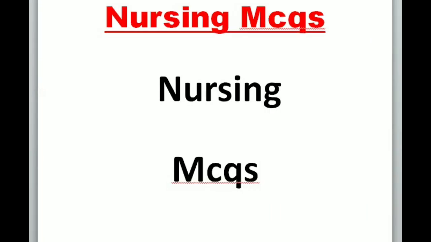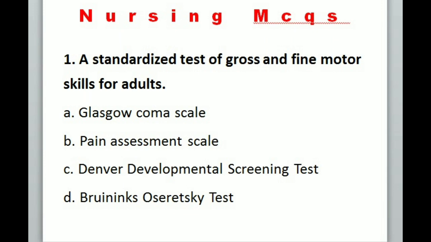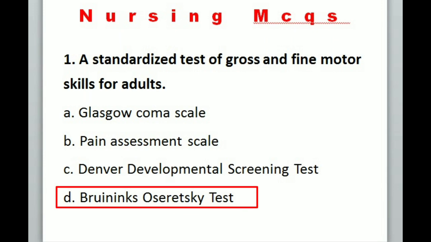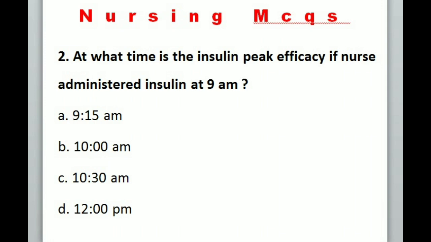Nursing MCQs. 1. A standardized test of gross and fine motor skills for adults. A. Glasgow Coma Scale. B. Pain Assessment Scale. C. Denver Developmental Screening Test. D. Bruininks-Oseretsky Test. Correct option is D. Bruininks-Oseretsky Test.